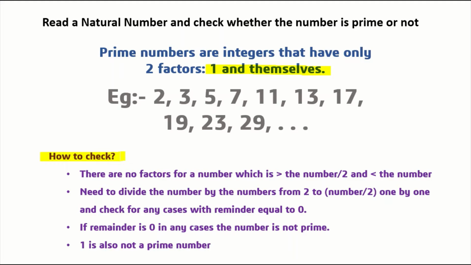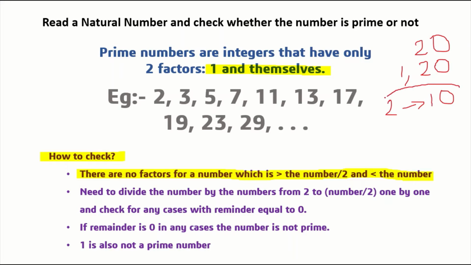So these are the things to remember while we program. There are no factors for a number which is greater than the number by 2 and less than the number. For example, if I take a number 20, the factors can be 1 and 20, and the other factors of 20 can be between 2 and 10. That is the number by 2.